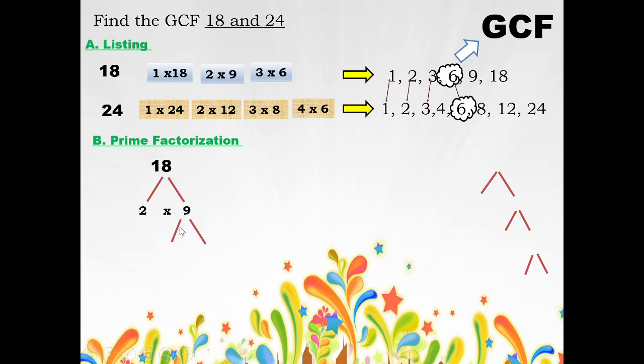So, factor ulit siya. What is the factor of 9? We have 3 times 3. As you can see, 3 and 3 are prime numbers na, so stop na tayo mag-factor. Wala na silang factor. So, sa 18, meron tayong prime numbers na 2, 3, and 3. The next, tignan natin yung 24. So, let us factor 24.